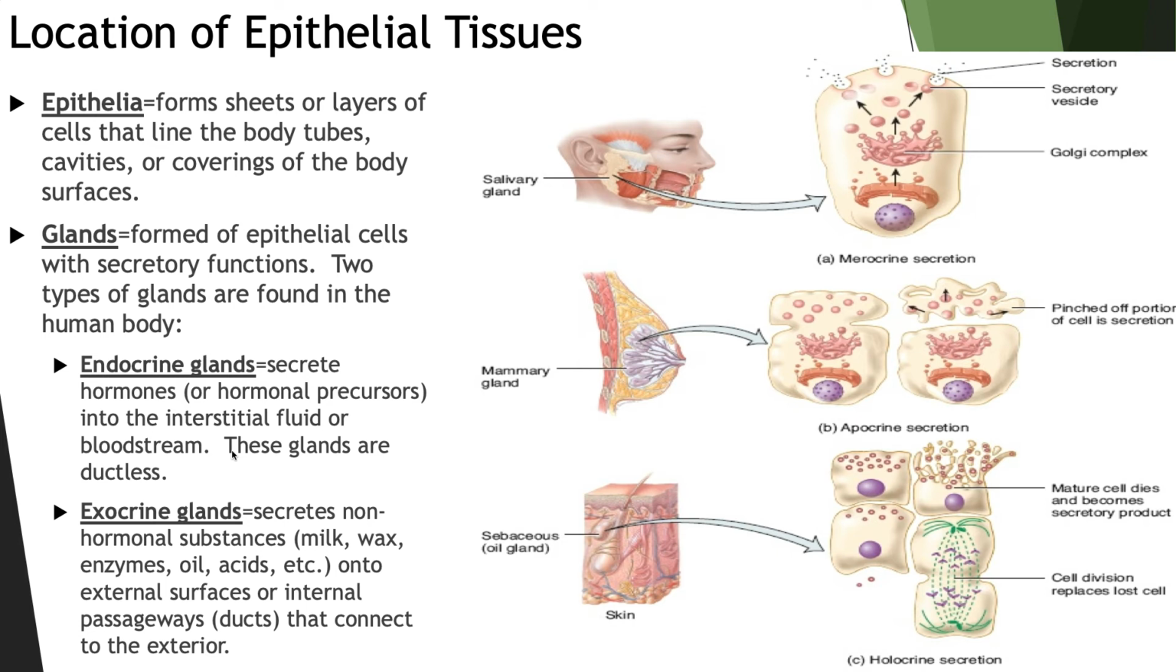Essentially, it boils down to this. Endocrine glands secrete hormones directly into the bloodstream, and they don't secrete anything by ducts. Exocrine glands secrete everything else and do have ducts.